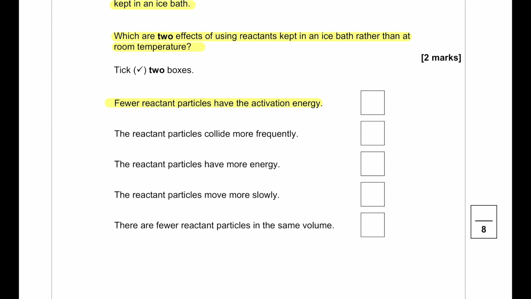The next option, reactant particles collide more frequently. No, they're not moving as fast, so they can't collide more frequently. Reactant particles have more energy. They're going to have less energy because they are at low temperature. Reactant particles move more slowly. This is correct. So these 2 points are going to be correct. And the last one, there are fewer reactant particles in the same volume. Temperature does not affect the number of reactant particles.